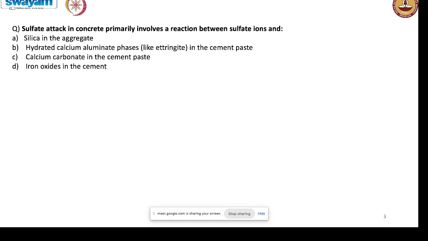Okay, let's see the answer. Because it's easy, we will not take much time for this, and we have a lot of questions today, so we are trying to cover all the topics related to concrete durability. So the answer for this question is B, the reaction with hydrated calcium aluminate phases like ettringite in the cement paste, which will lead to expansion stresses and cracking in the concrete, which is called sulfate attack. Okay, let's move forward to the next question.